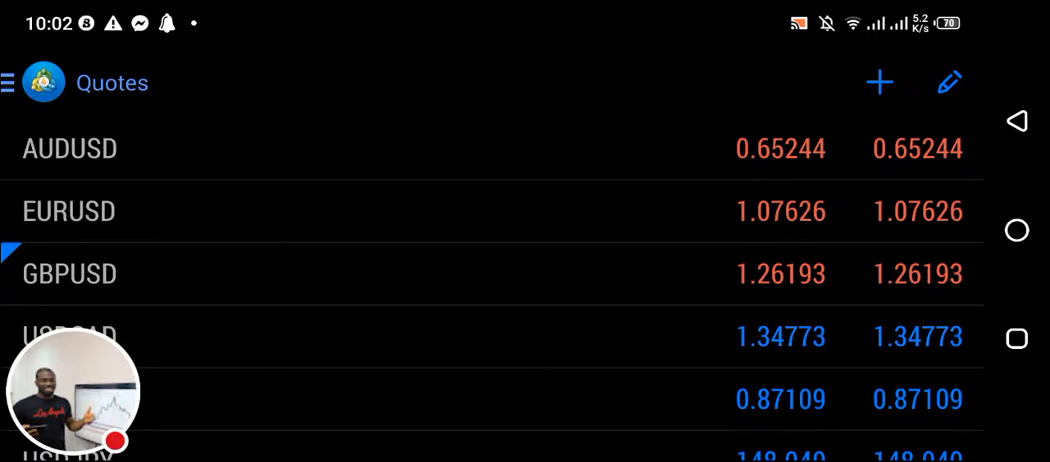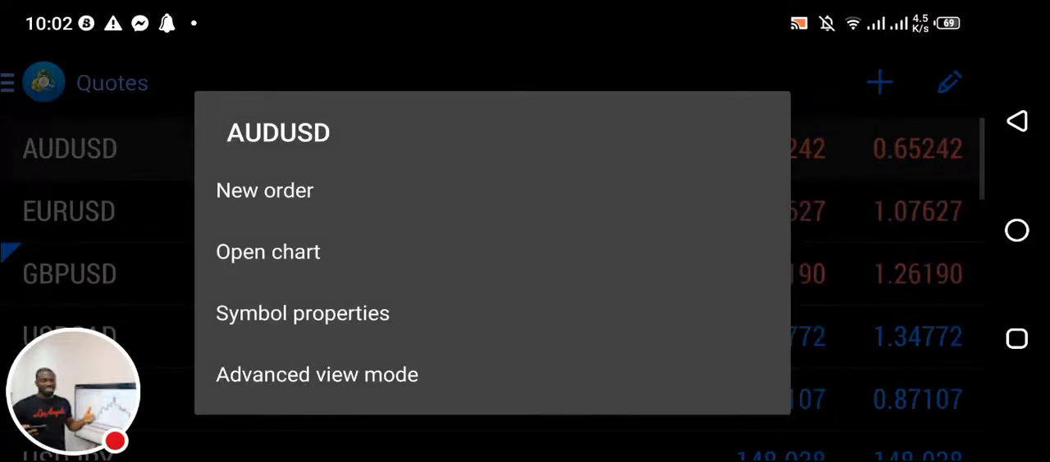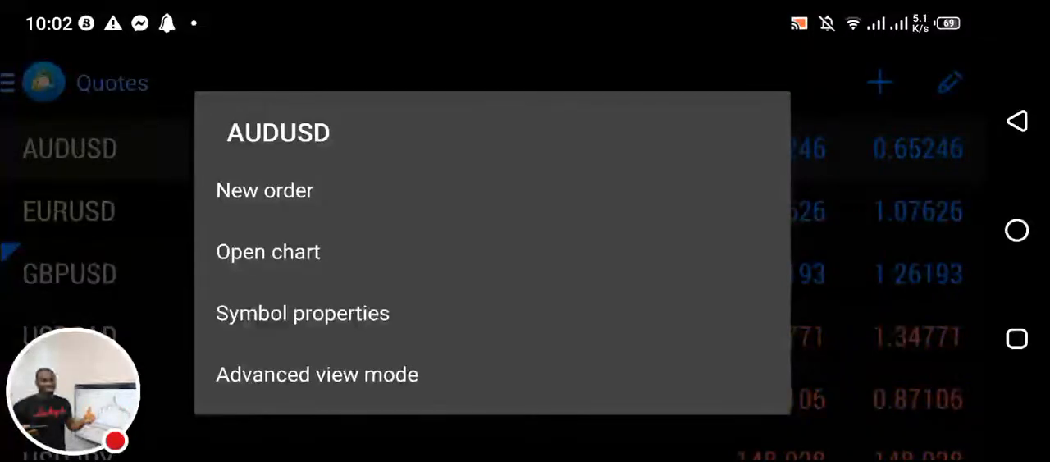So let's go straight to the chart. The first currency pair we'll be looking at is Australian dollar USD. If you joined the weekly market session, I told you my bias on Australian dollar USD for the week is bullish. So let's see what's happening on the chart.